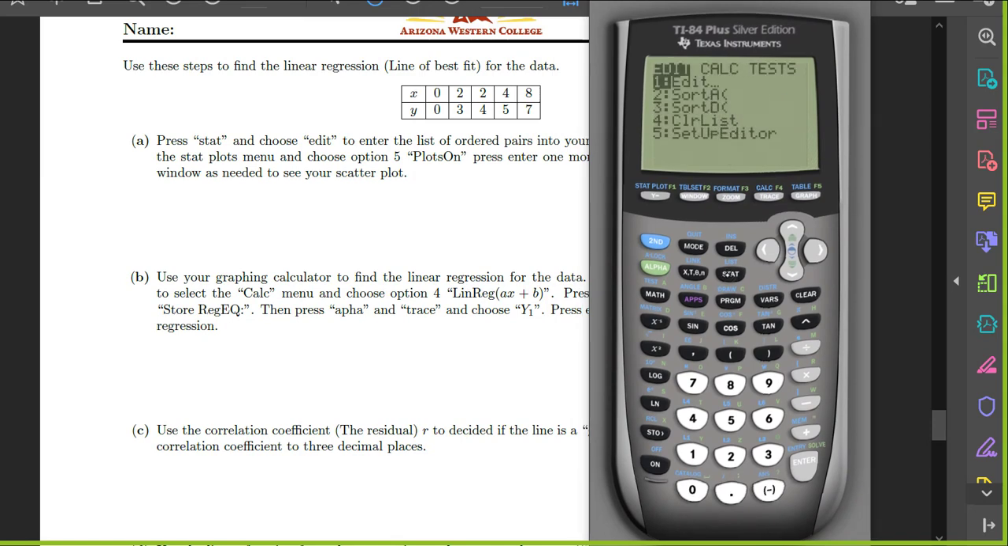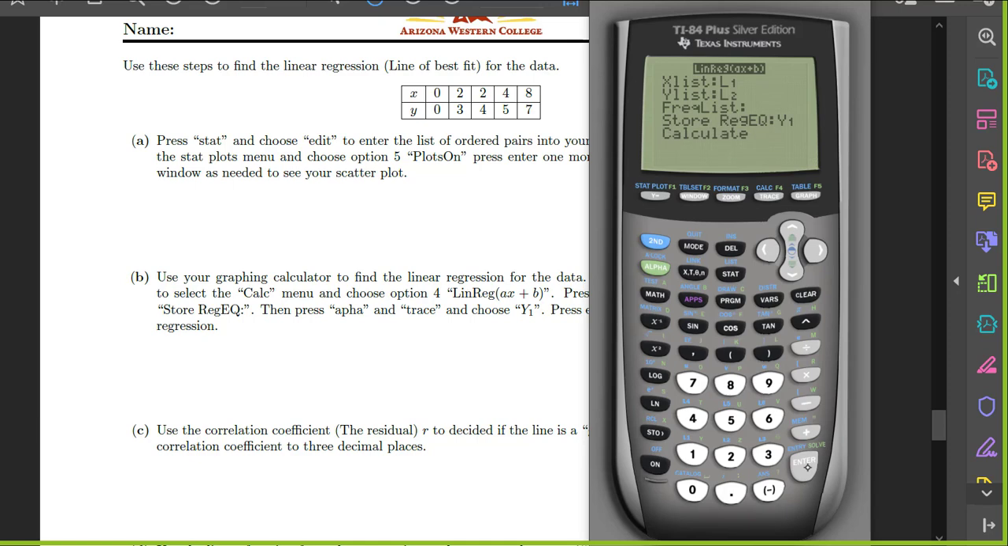We're not going to edit this time, so we right arrow over to calculate. We are then going to scroll down to choice number 4 for a linear regression. We hit enter, and then our calculator is going to show this screen. We can either press enter or use our down arrow until we get down to store regression equation. Once we get down to store regression equation, we are going to press alpha and trace and store our equation as y1.